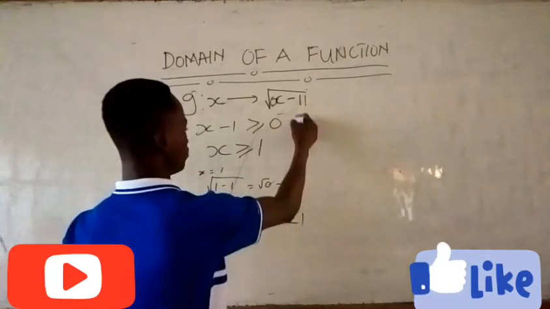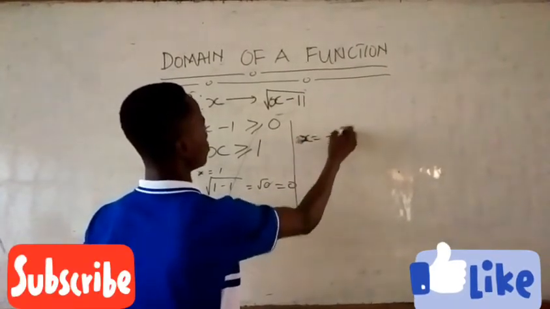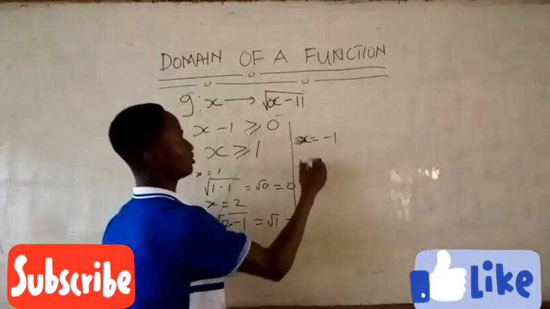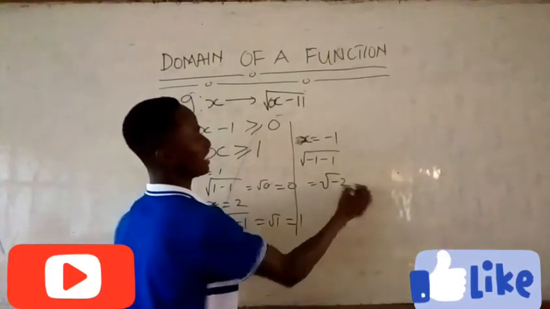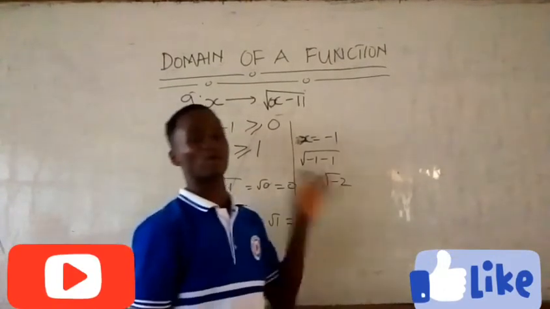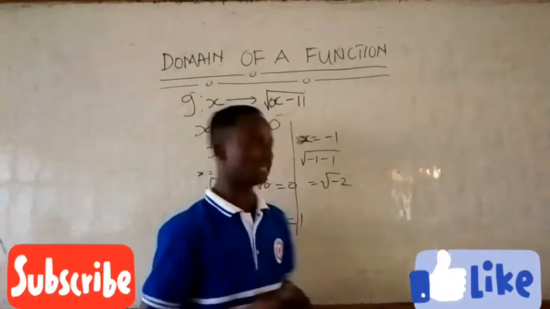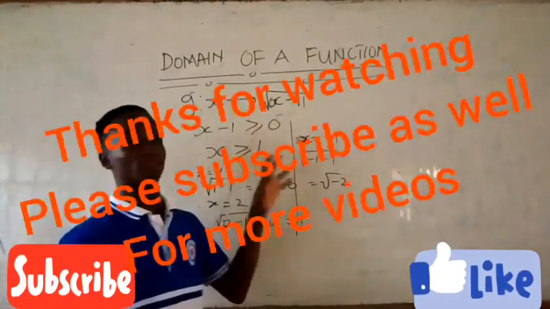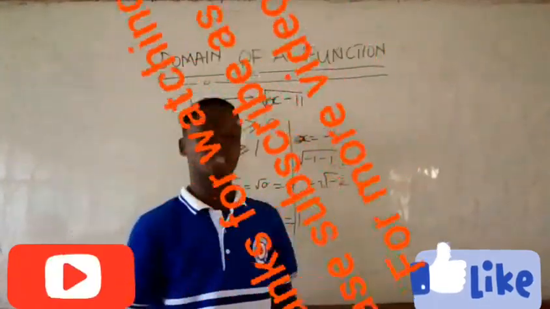But look at something. If you put in a negative number like x equal to minus 1, you will get minus 1 minus 1, which gives root of minus 2. A root of minus 2 is a complex number, which is not defined. So those are the two distinctions you have if you are asked to find the domain of a function.